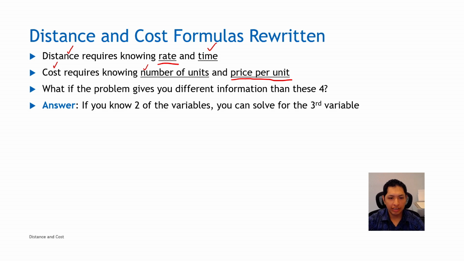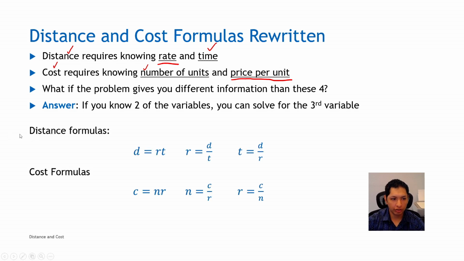Well, it comes down to this: if you know two of the variables, then you can solve for the third. The distance and cost formulas can be rewritten in such a way that you solve for the third piece of information that you don't know. And it looks as follows. For the distance formula, we've been working with this first one. Distance is equal to rate times time. When you rewrite this formula to solve for a different variable, it looks like the following too.